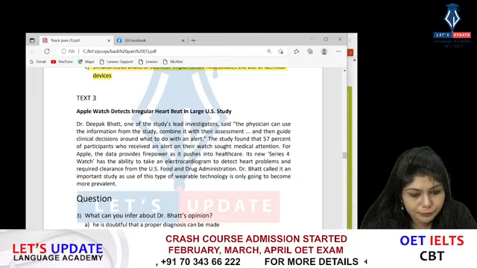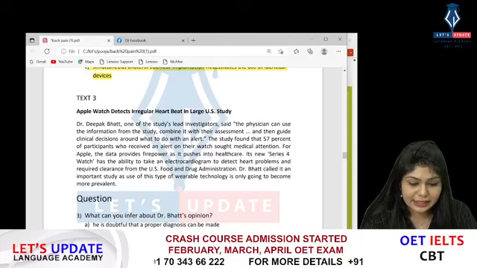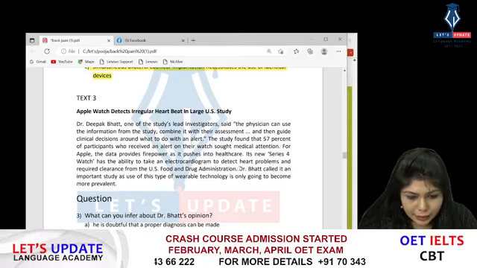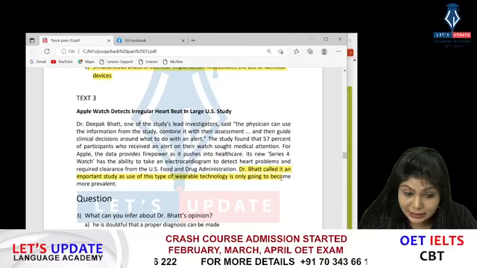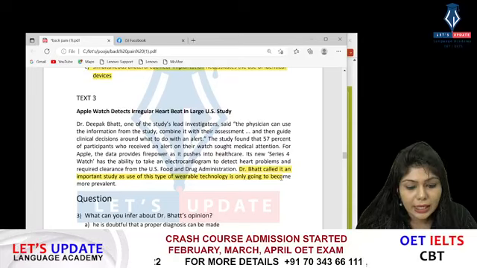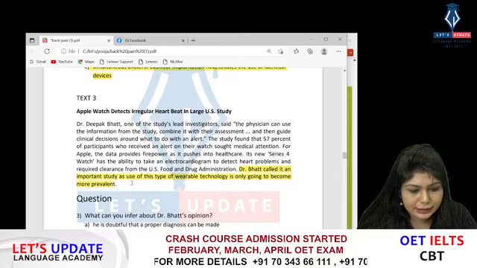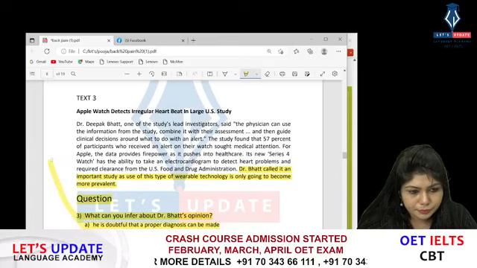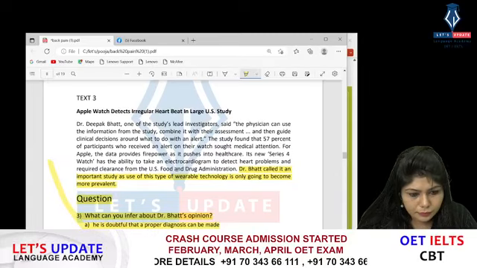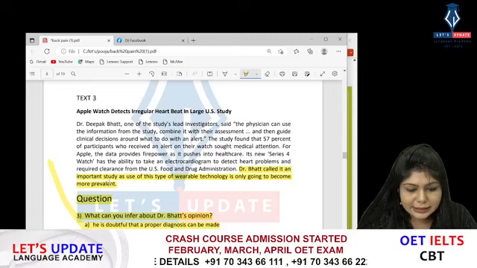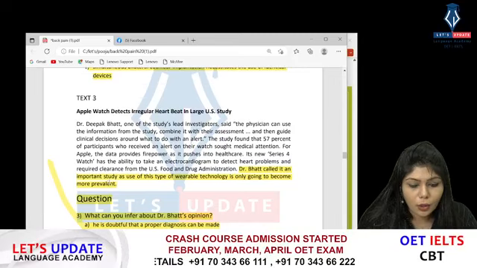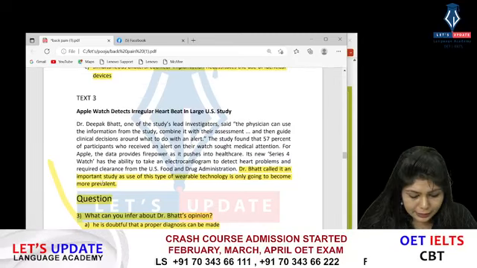That is definitely mentioned, because in the last sentence, Dr. Bhatt called it an important study as use of this wearable technology, which is Apple Watch, is only going to become more prevalent. Prevalent in the sense it's going to be widespread. The use is going to be widespread.